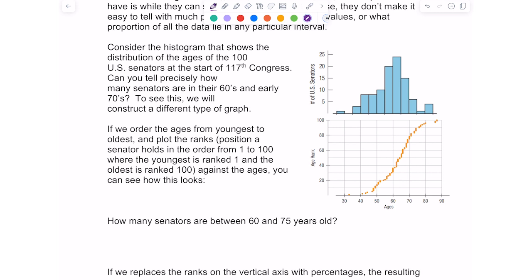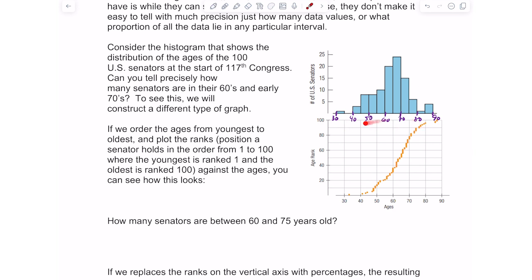And there's a couple labels missing here, so I apologize. This should be right here, 30, and then this is 40, 50, 60, 70, 80, 90.